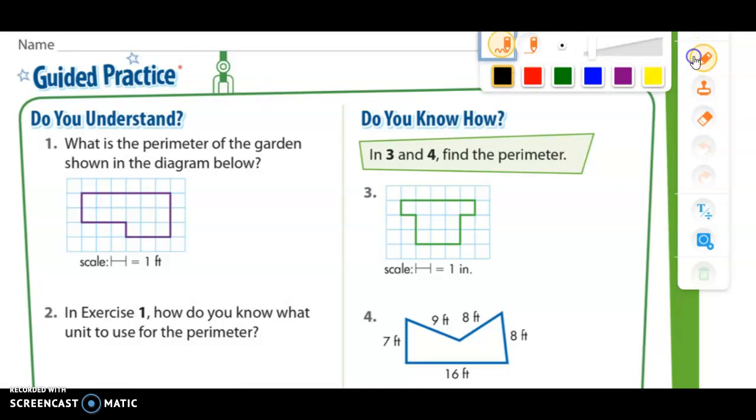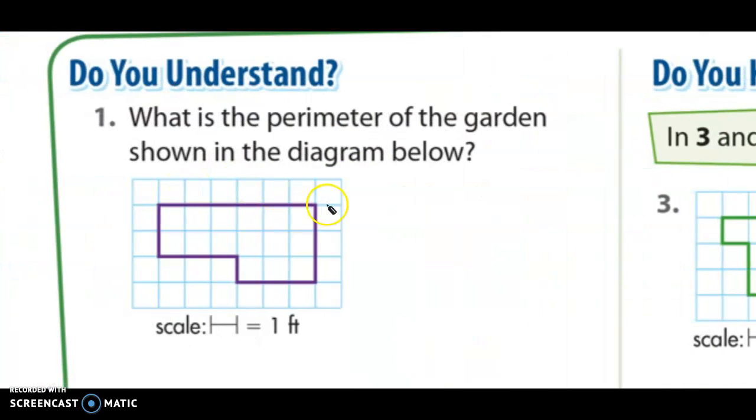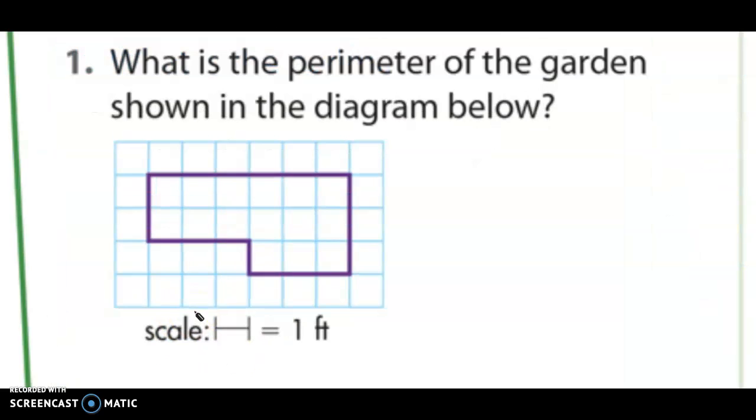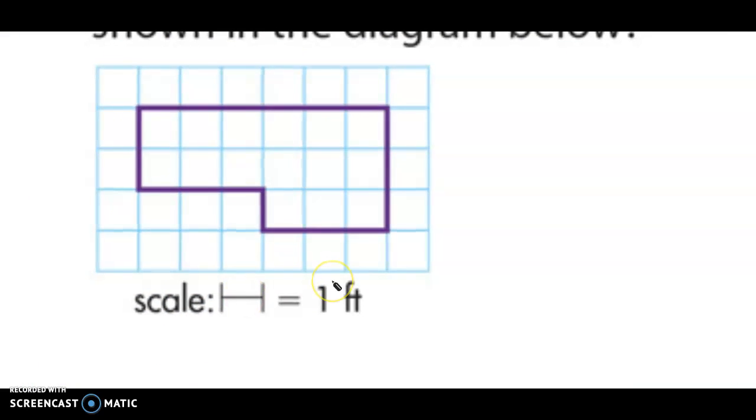Alright, here on our last example, our last set of problems. What is the perimeter of this garden? They give us that scale. They tell us we're measuring in feet again. I'm going to start somewhere funky this time just to show you it really doesn't matter. I'm going to start here at the bottom.